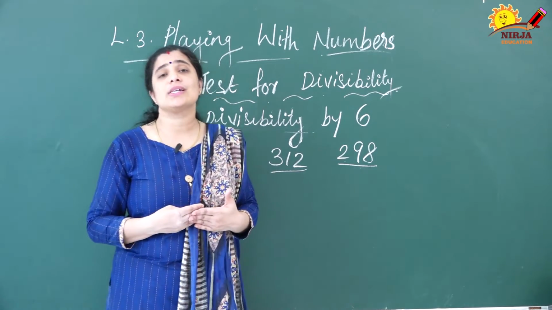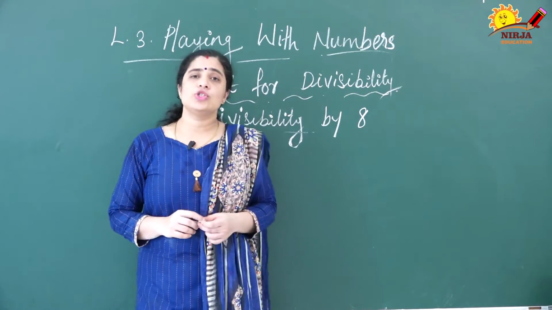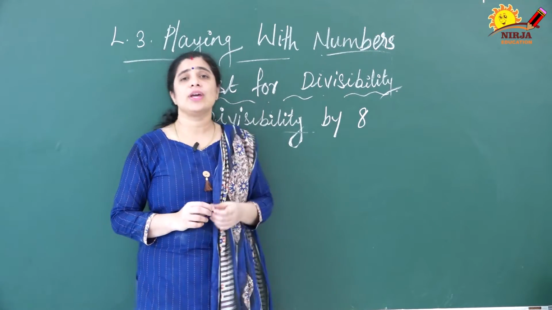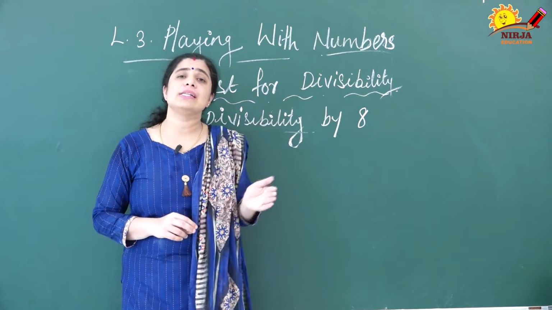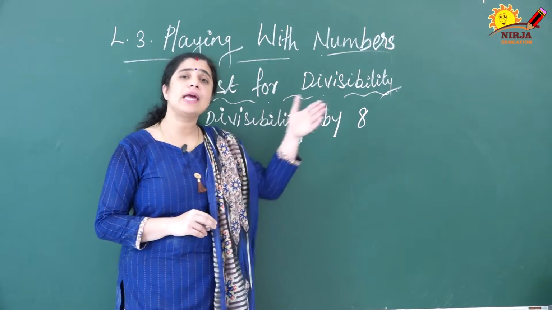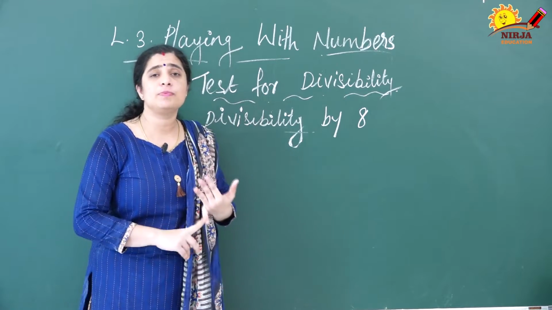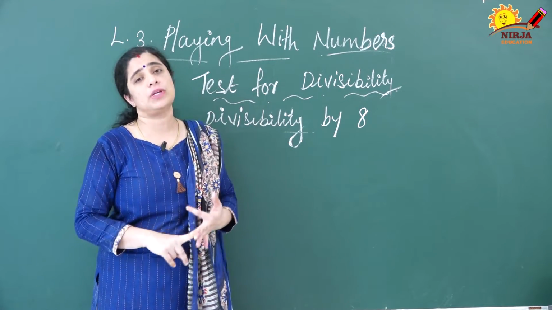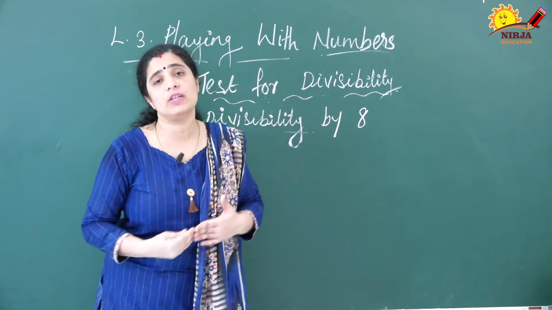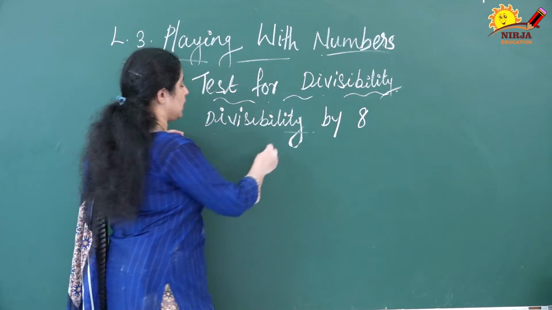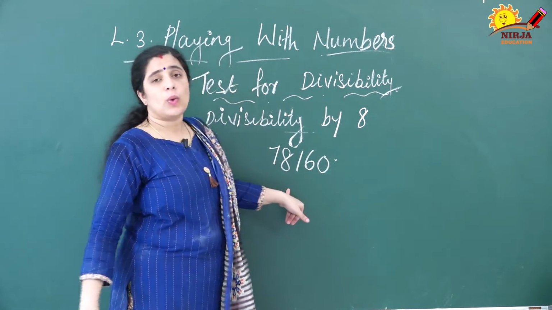Next we are going to discuss the divisibility test of 8 and 10. First we are going to check the divisibility by 8. Like in the previous case of 4, where we considered the numbers in the tens place and ones place, here we have to consider the numbers in the hundreds place, tens place and ones place. If that number is divisible by 8, then the whole number will be divisible by 8. For that I am going to take one number, 78,160.